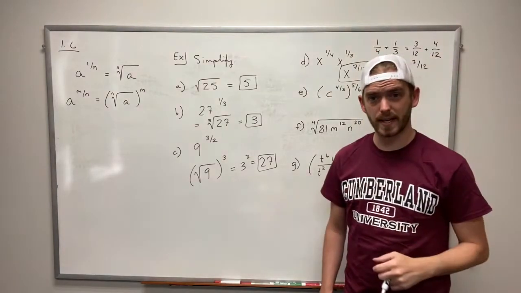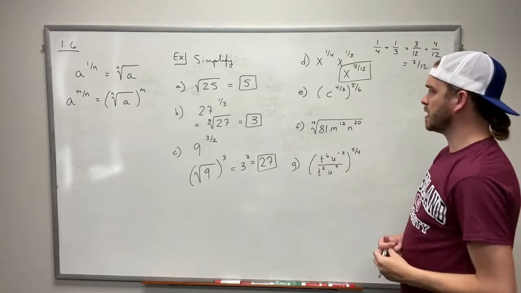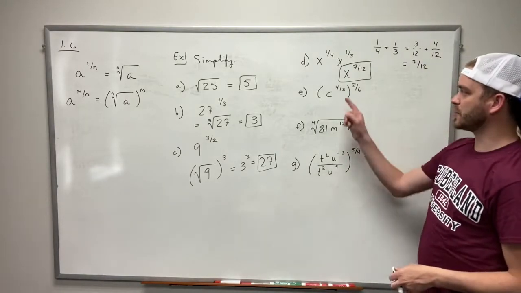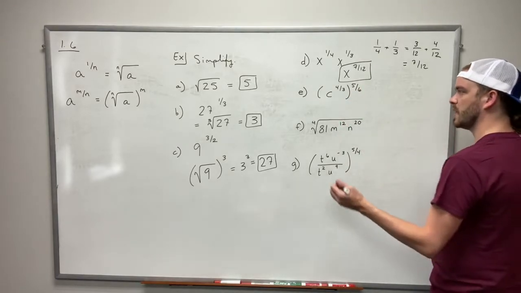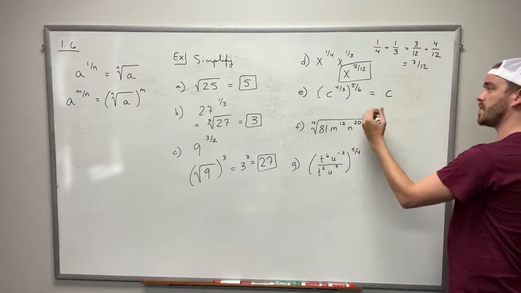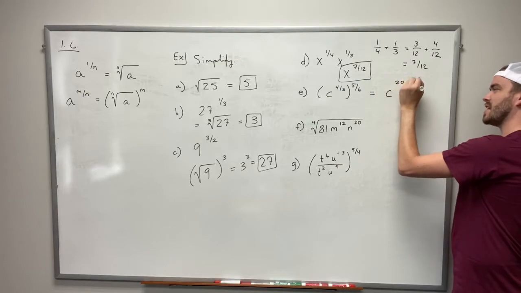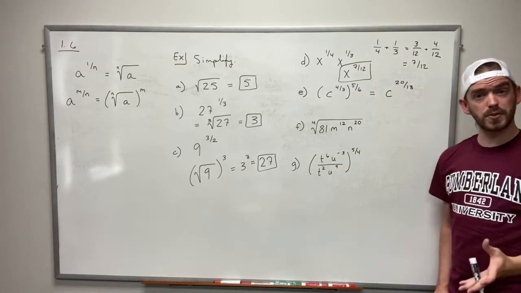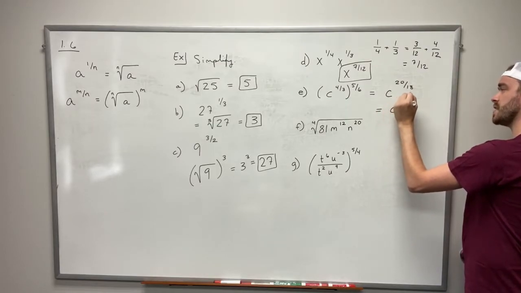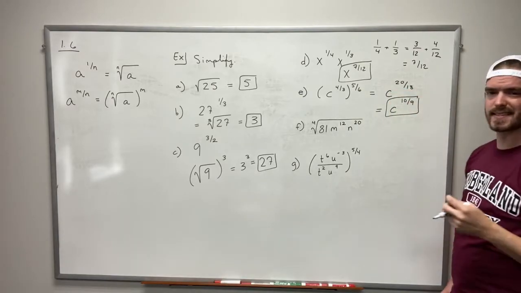Let's look at example E now. We have c to the 4/3 raised to the 5/6. If we have an exponent raised to another exponent, we can multiply those together. So we can multiply these two fractions. We just multiply across the top and across the bottom. 4 times 5 gives us 20. 3 times 6 gives us 18. We can reduce that though, right? So that's going to give us c to the 10 over 9. All right, so c to the 10/9.